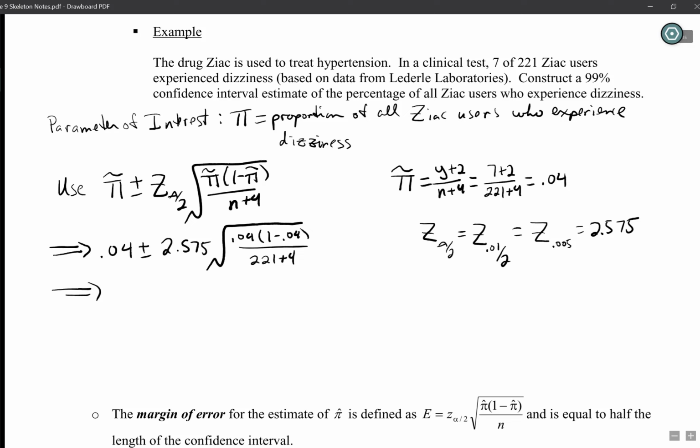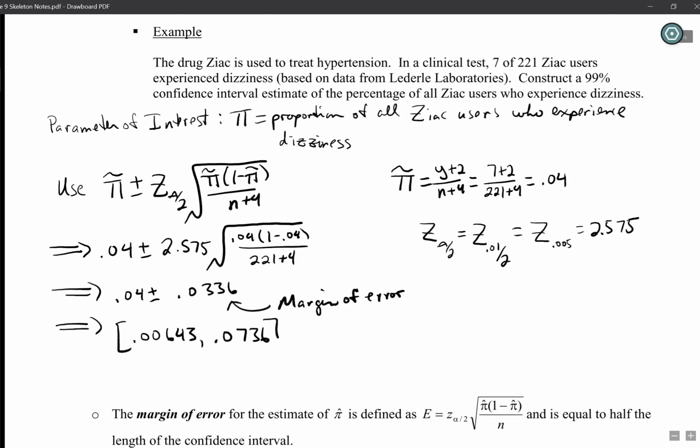Okay, so simplifying here, I've got 0.04 plus or minus that entire term that I've got circled there, which turns out to be 0.0336. And this term here is called the margin of error. We've referenced it before, but this particular interval in this inference procedure does have a margin of error. And the lower bound and upper bound are 0.00643 and 0.0736. Okay, so that's our confidence interval on pi.